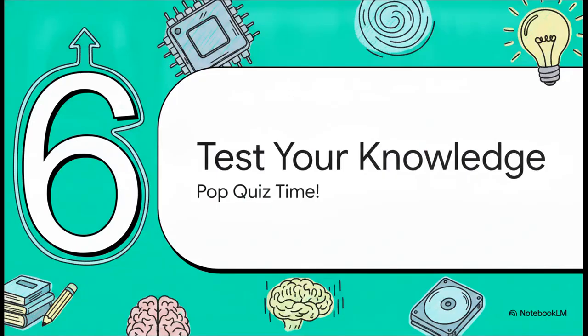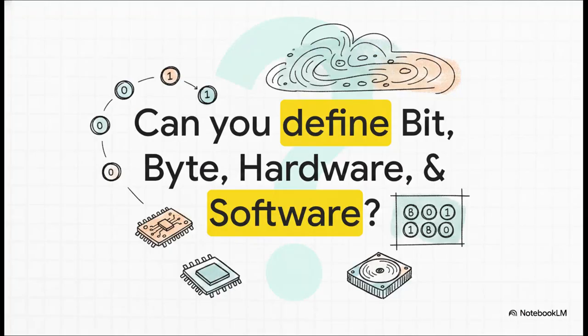Finally, Section 6. Test your IT knowledge. It's pop quiz time! Let's see what's stuck. Quick, for 1 mark, can you define the absolute smallest unit of data? What about that 8-bit group we talked about? How would you define the physical machine versus its invisible instructions? Try to picture those zeros and ones, the character storage, and the whole tangible versus intangible concept we just covered.